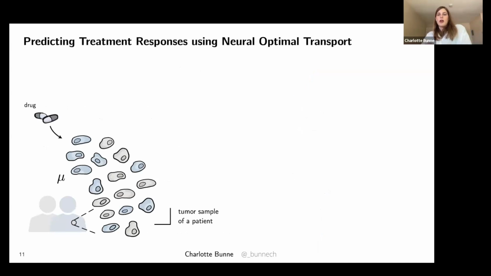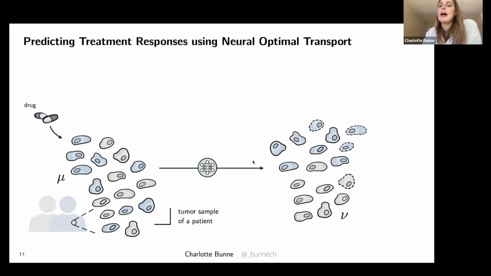So let's go through the problem setup again. I have, for example, a tumor sample of a patient. I'm able to measure these cells through some measurement technology, such as single cell RNA sequencing, that gives me an idea about the phenotypic state of my cell population. This is a sample of cells from the distribution of the unperturbed patient, so the patient before treatment has been given. And now I would like to forecast how the cells are going to respond to the treatment. Basically, how does my distribution of unperturbed states evolve into a distribution of perturbed states upon application of a drug?